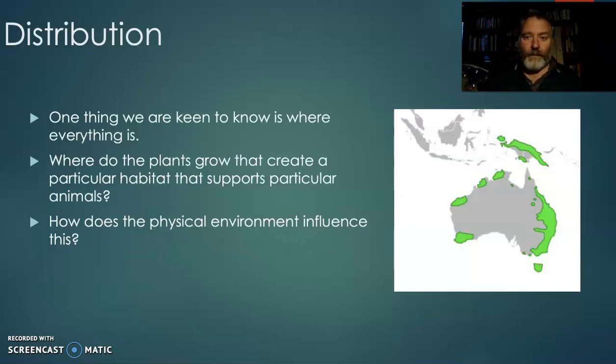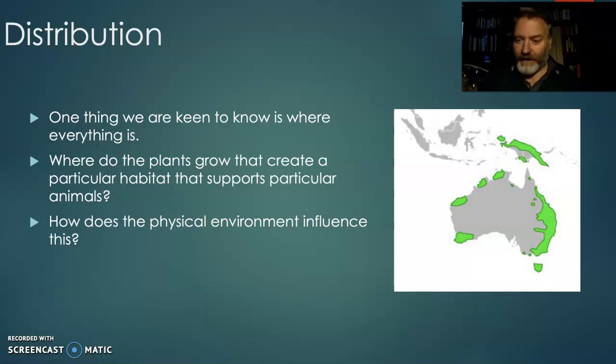So what do we do when we're investigating an ecosystem? Well, we need to get information about the abiotic and biotic factors. And there's three things we're sort of keen to know about all those factors. One's distribution. So, where do you find it?